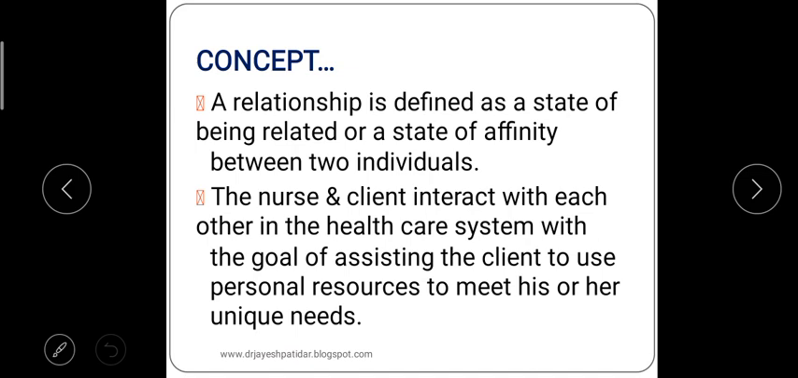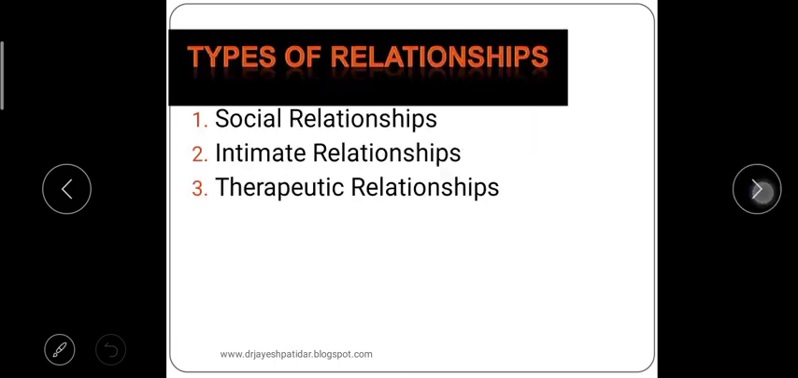A relationship is defined as a state of being related or a state of affinity between two individuals. The nurse and the client interact with each other in the healthcare system with the goal of assisting the client to use personal resources to meet his or her unique needs.